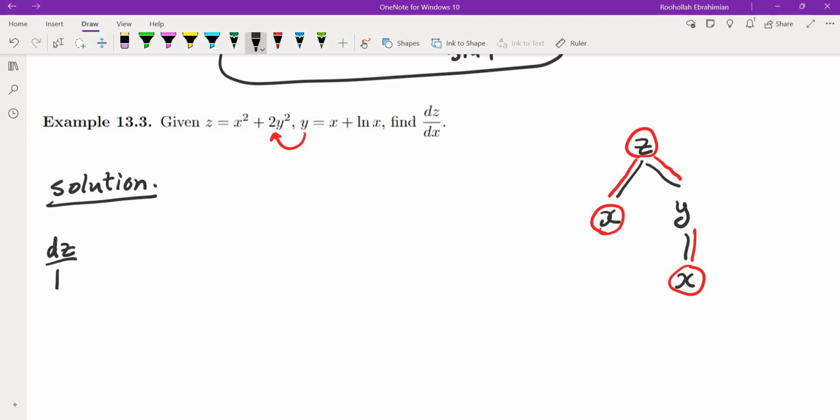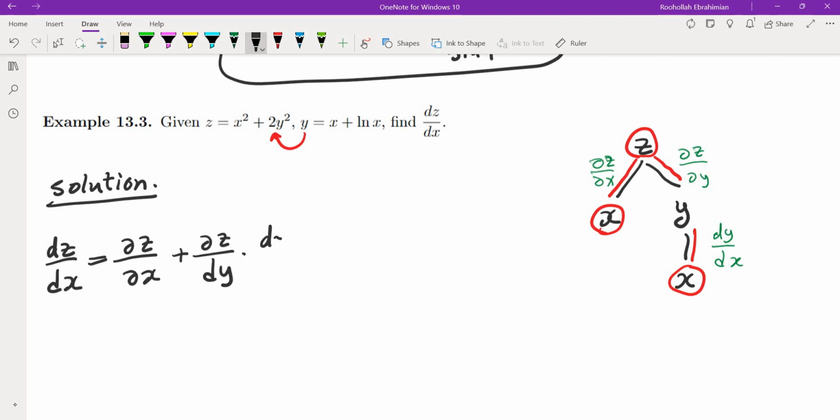So dz dx is going to be partial of z with respect to x. So that would be the first one. So this is partial of z with respect to x. So that's one of the terms. The other one is partial z with respect to y, and then derivative of y with respect to x. So plus partial z with respect to y times derivative of y with respect to x.